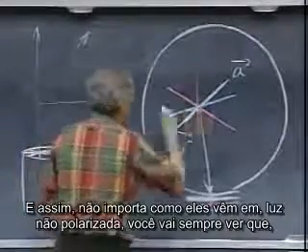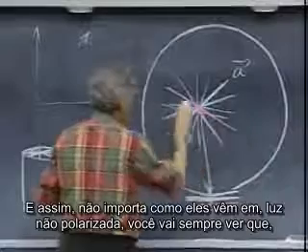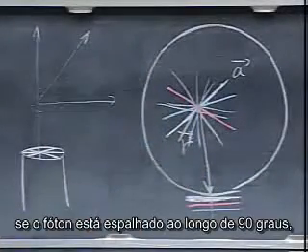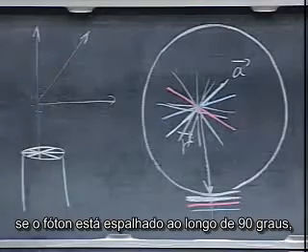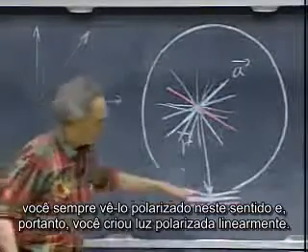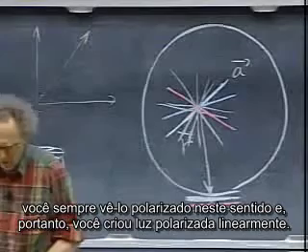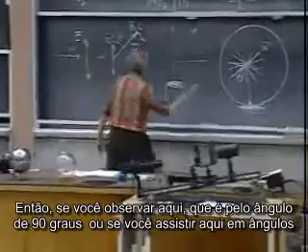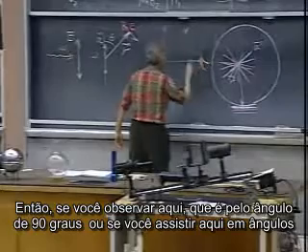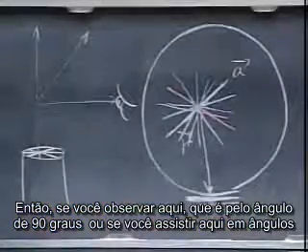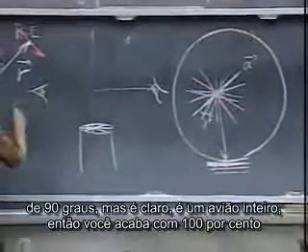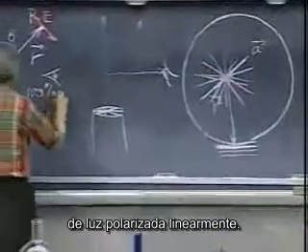And so, no matter how they come in, unpolarized light, you will always see that if the photon is scattered over 90 degrees, you will always see it polarized in this direction, and therefore you have created linearly polarized light. So if you watch here, that is at 90 degrees angle, or if you watch here at 90 degrees angles, but of course it's a whole plane, then you end up with 100% linearly polarized light.